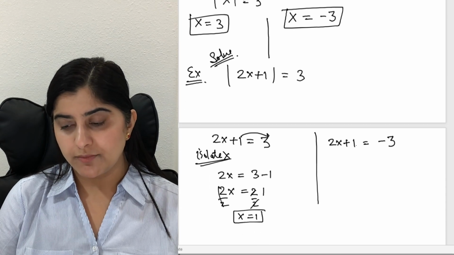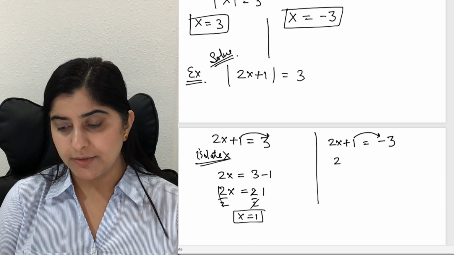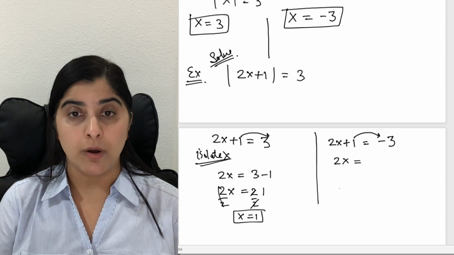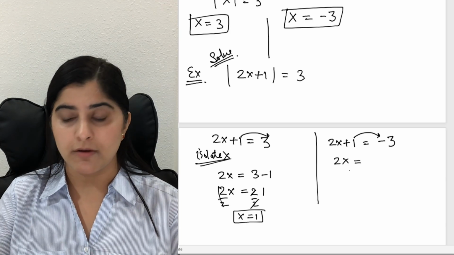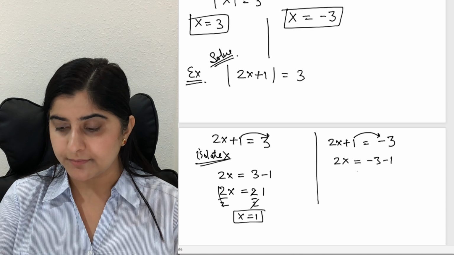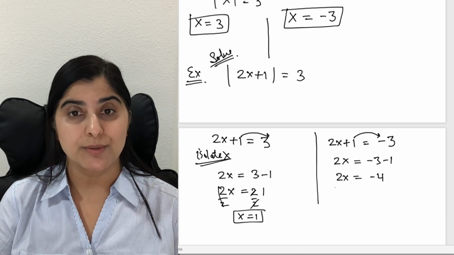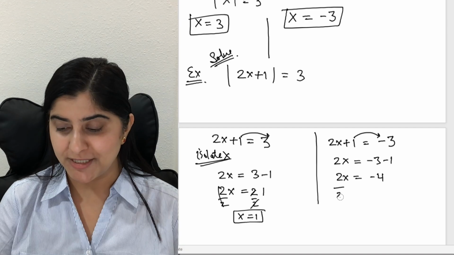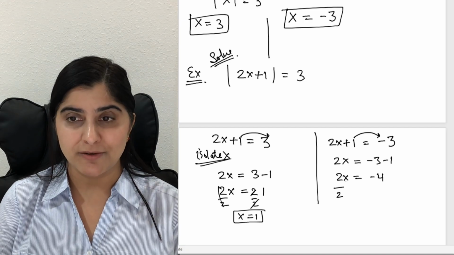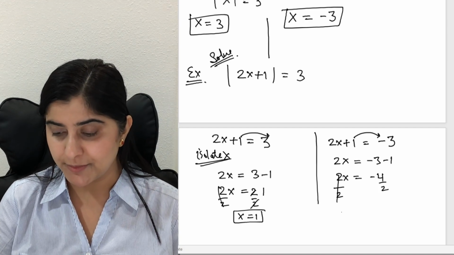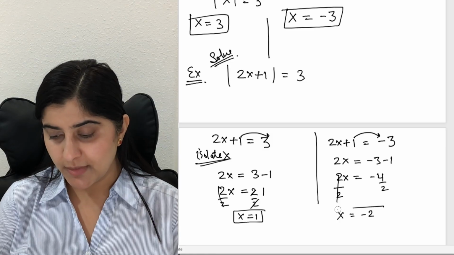And now here also we have to isolate x. Move 1 to the other side so that we can combine all x terms on one side and all constants on the other side. We get 2x is equal to -4, and to isolate x we have to do the opposite operation. Since 2 is multiplied with x, we will divide both sides by 2. We get x value is -2.